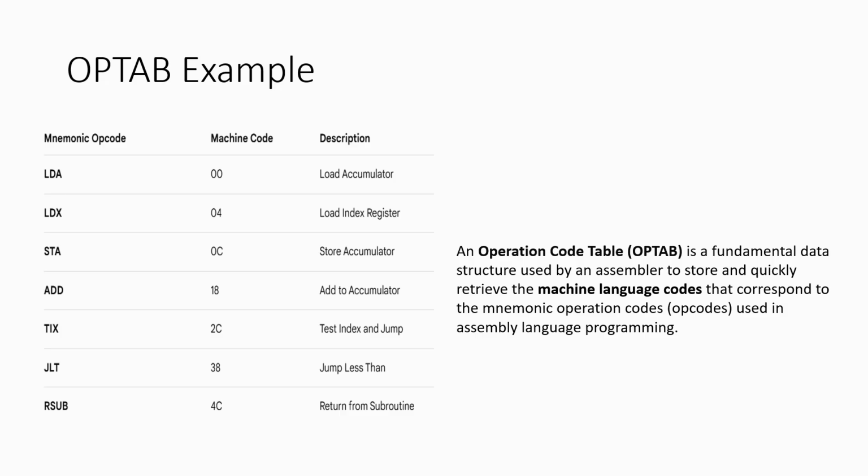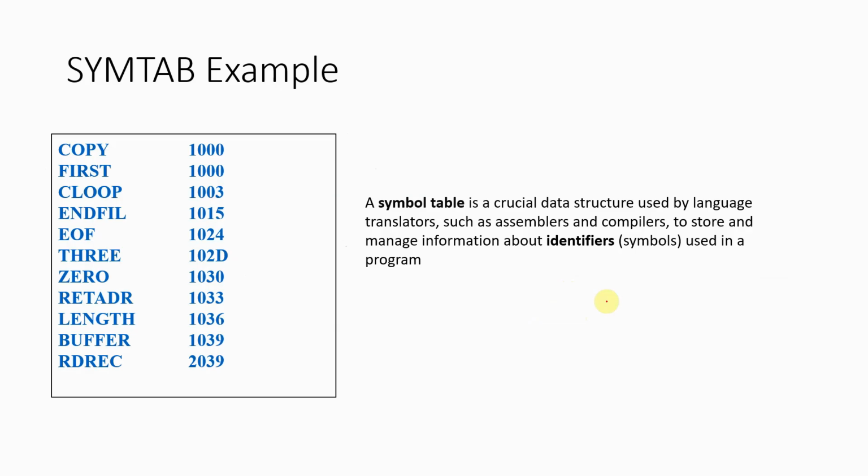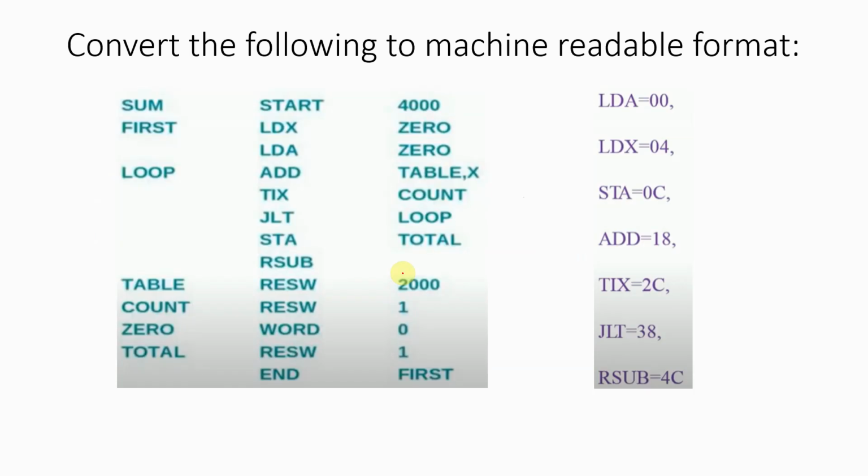This is an example of the opcode table or the operation code table, which contains the mnemonic operations used in the assembly language program and their equivalent machine language codes. The symbol table is another data structure used by assemblers and compilers to store and manage information about the symbols and their corresponding addresses in the program.